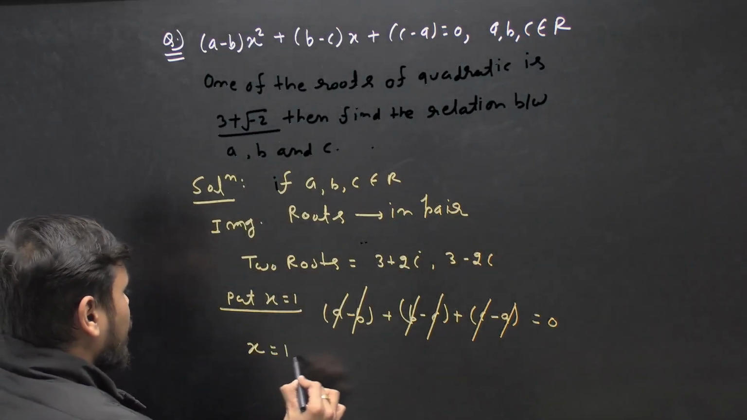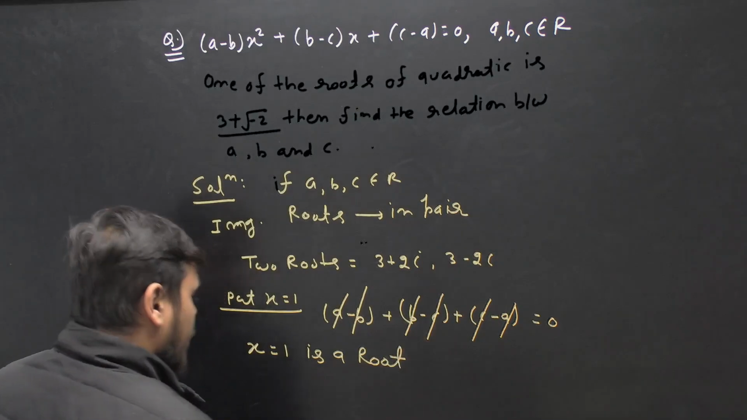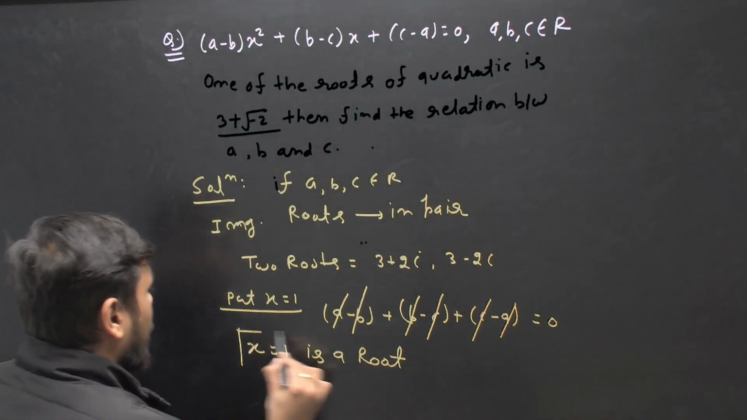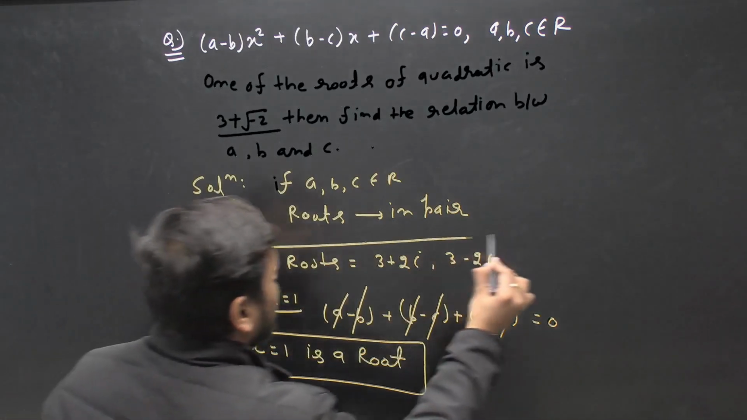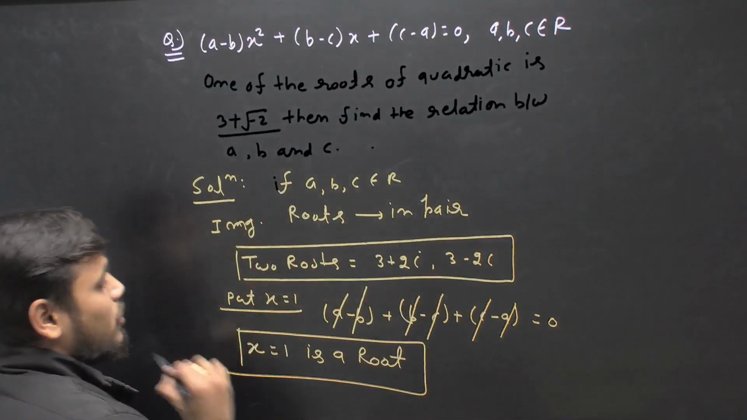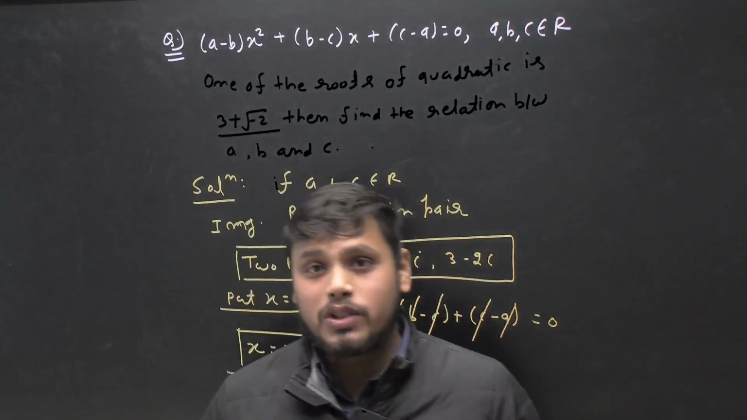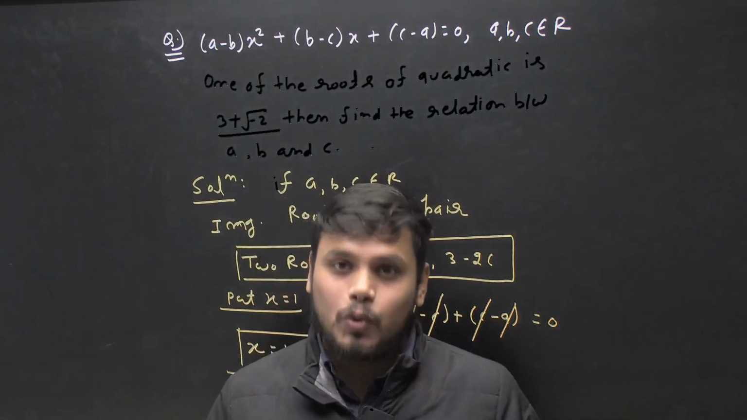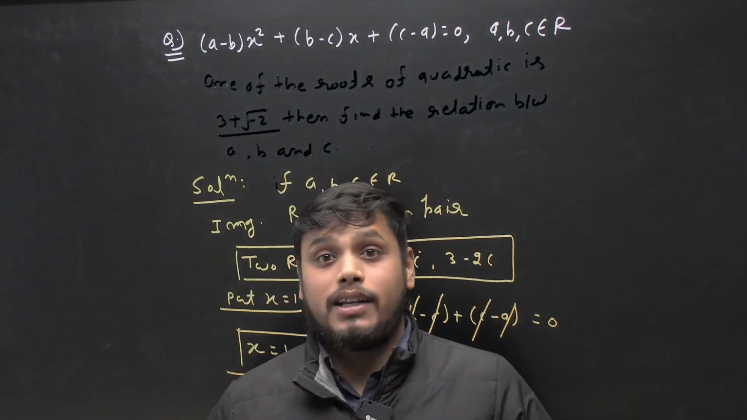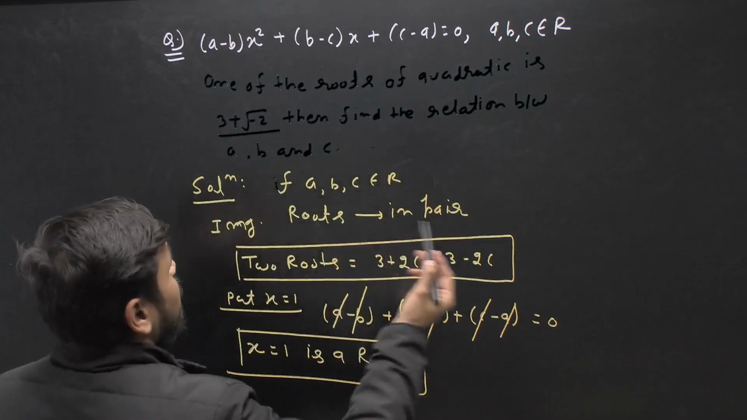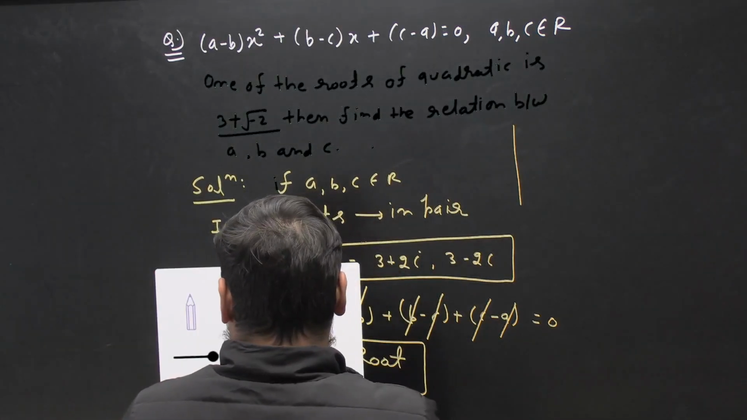Okay, so now we have got that x = 1 is a root. We have already got two roots, 3 + 2ι and 3 − 2ι. So we can see that the quadratic has more than 2 roots, and if a quadratic has more than 2 roots, then it's an identity, it's no more a quadratic. So we can say the given quadratic is an identity.